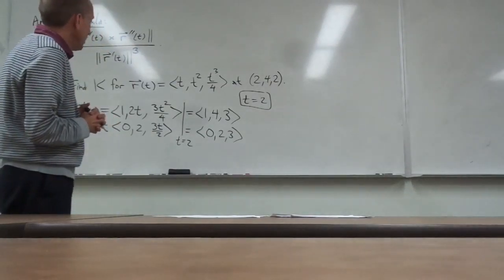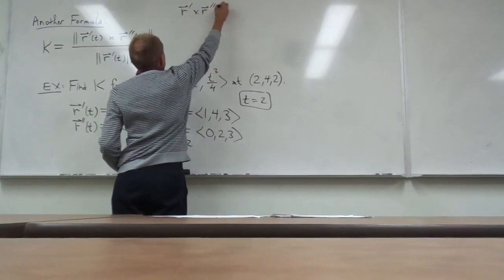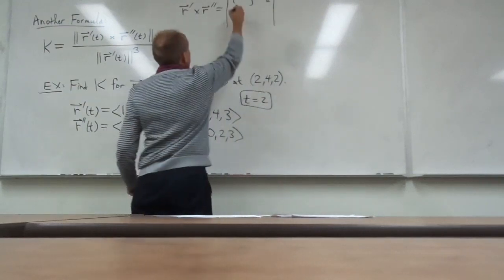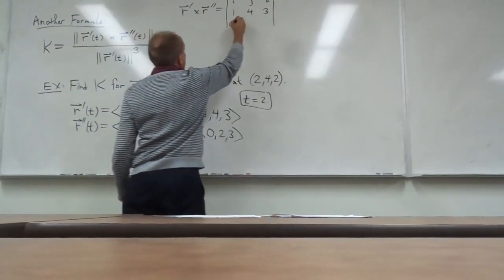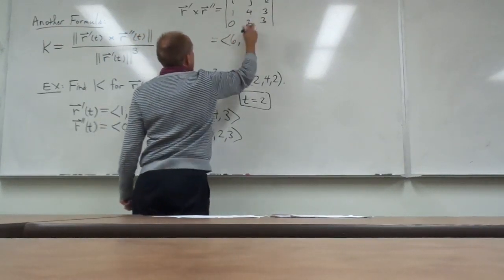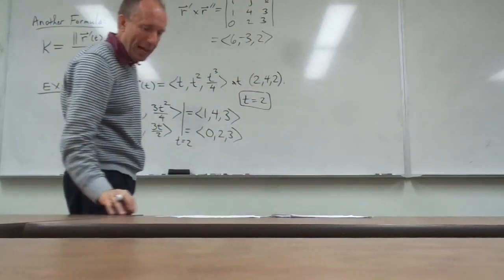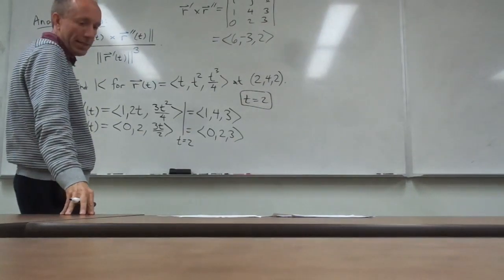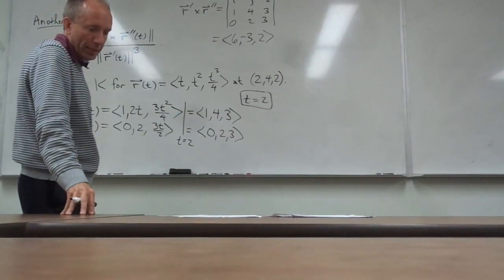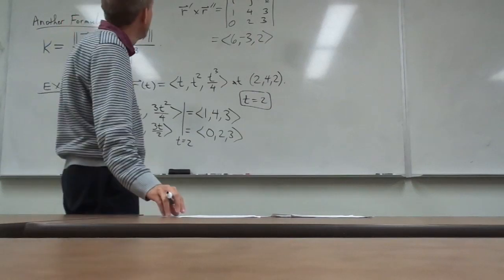All right, now I need to cross those together. So r prime cross r double prime. We have i, j, and k. I'm just going to put the first vector, 1, 4, 3, and the second vector, 0, 2, 3. And I start working this out. I get 12 minus 6. I get negative 3. And I get 2. I'm going kind of fast, but again, you certainly can pause me and stop if there are any questions as we're going along here. Okay, so that's the cross product vector. Is that what I got?